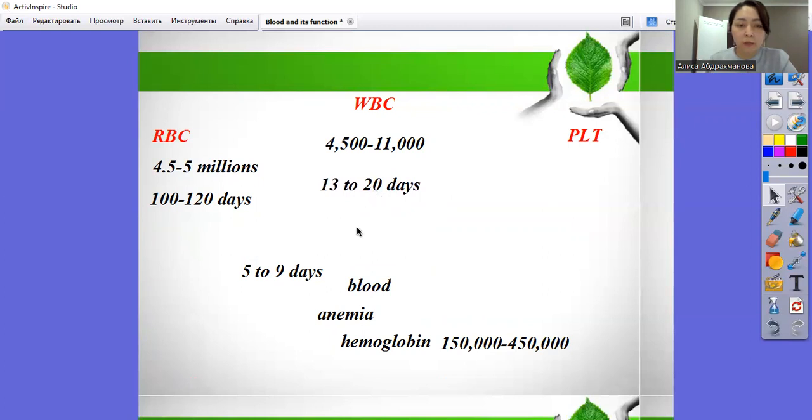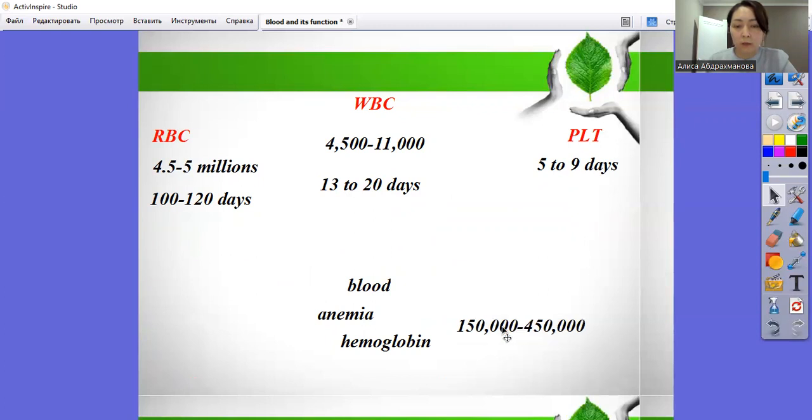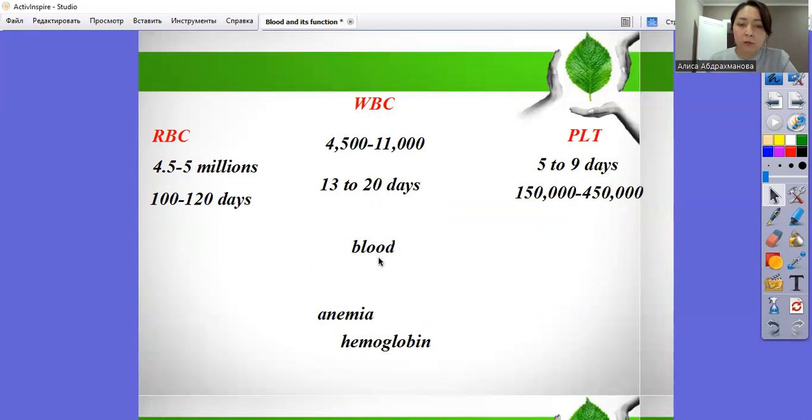And the lifespan of platelets ranges from 5 to 9 days, and the normal count of these cells is 150,000 to 450,000 per cubic millimeter. Blood has many different functions, including transporting oxygen from lungs to tissues, forming blood clots to prevent excess blood loss, and regulating body temperature.